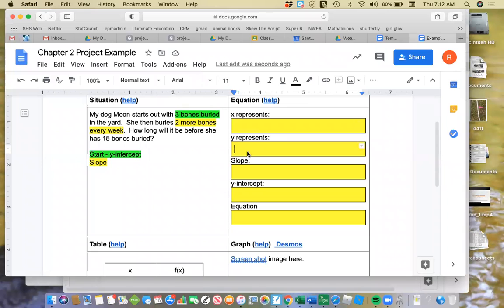So I'm going to start here, and that Y represents the number of bones buried in the yard. And then for my X, X is really changing on its own. It is the independent variable, and in this case, it's weeks that have gone by.